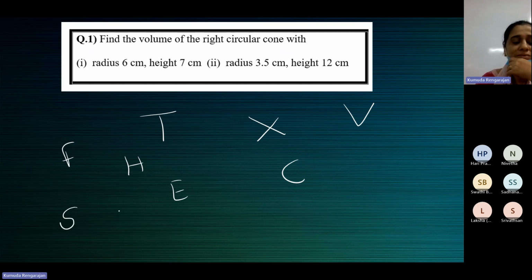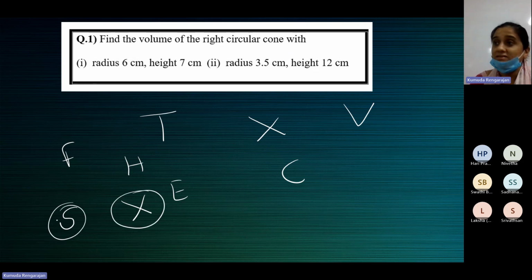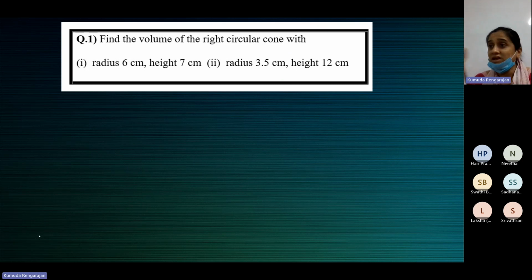So you can make out, if you write S and maybe X, the child might get confused with the sounds. It might say this is S and this is X. So it's easy to identify where the child has confusion.